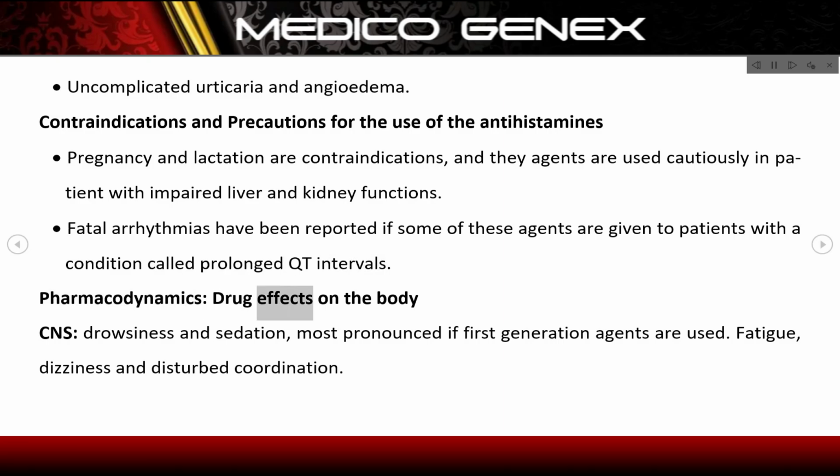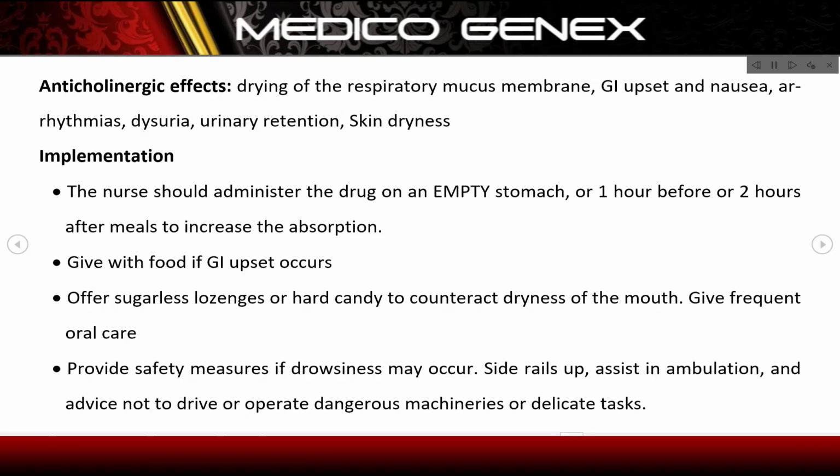Pharmacodynamics, drug effects on the body. CNS: drowsiness and sedation, most pronounced if first-generation agents are used. Fatigue, dizziness and disturbed coordination. Anticholinergic effects: drying of the respiratory mucous membrane, GI upset and nausea, arrhythmias, dysuria, urinary retention, skin dryness.